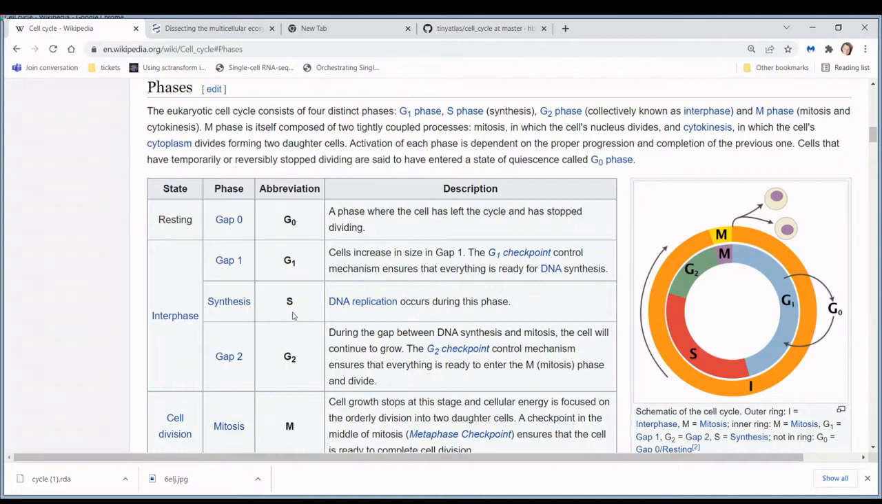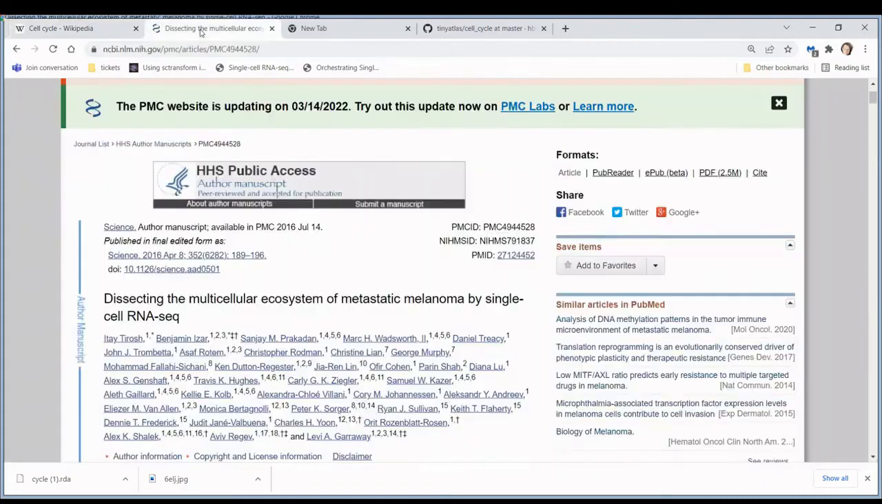So if a cell expresses marker genes for the S phase, it's considered to be in the S phase. If a cell expresses marker genes for the G2 and M phase, it's considered to be in the G2-M phase. If a cell doesn't express any of the known marker genes, then it's considered to be in the G1 phase of the cell cycle. This approach was first described in this paper. I'm not going to go into detail here, but you can take a look yourself.